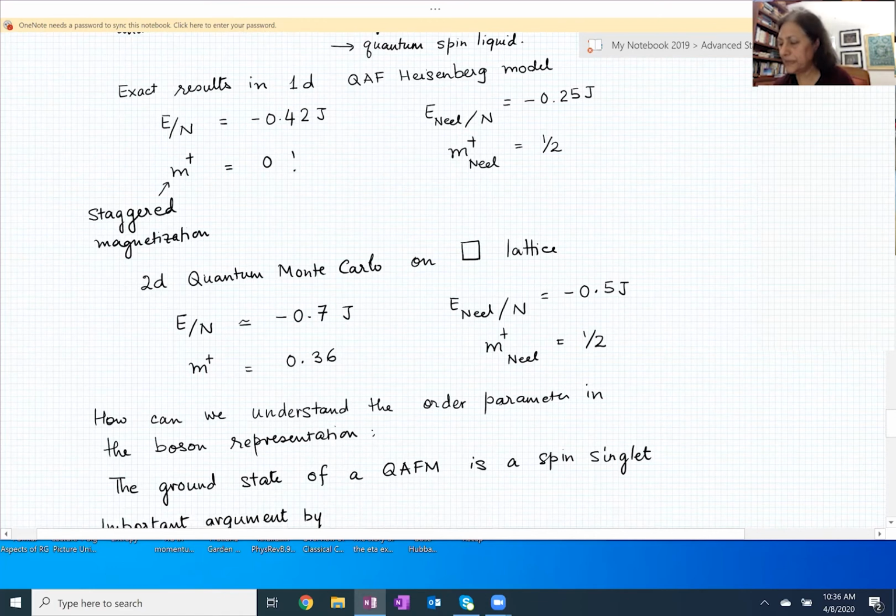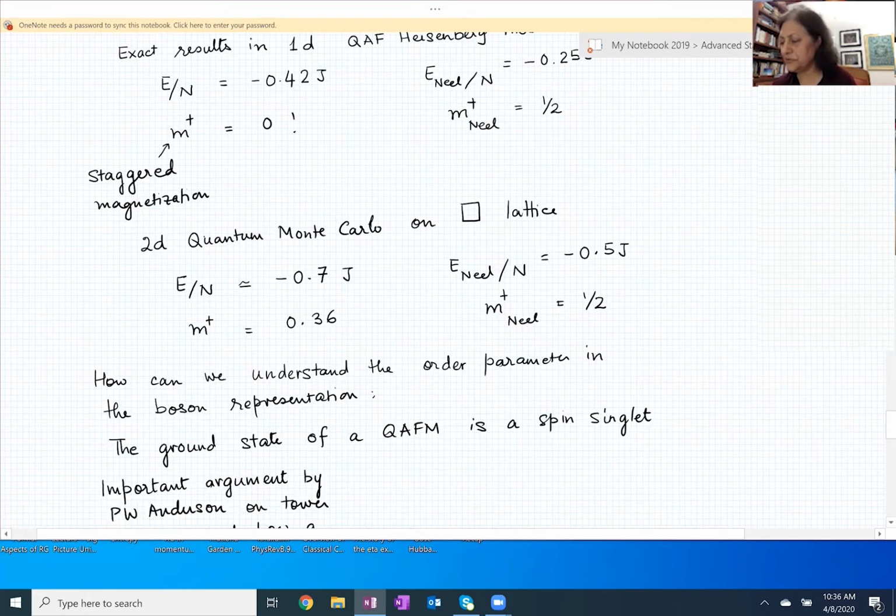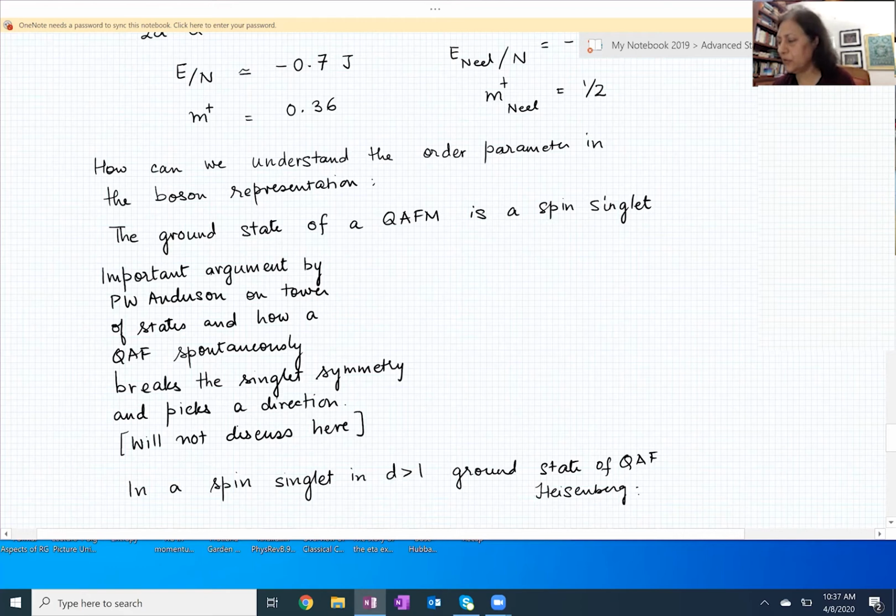In 2D, there aren't any exact results. There's Monte Carlo results. And this was actually my postdoctoral work back when. But in 2D, the Néel state energy is minus half J. Quantum fluctuations reduce that energy to minus 0.7 J. But the long range order is not completely destroyed. You can see it's reduced from 0.5 to 0.36 on a square lattice, but it is not completely destroyed. Okay, you should try to go through, at least understand what is involved in this.